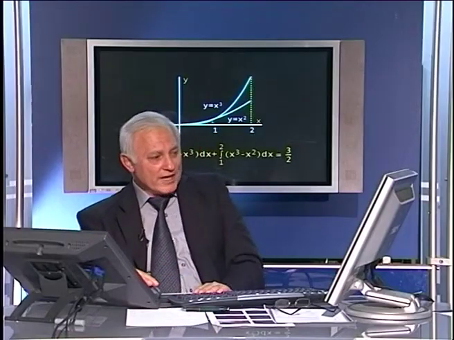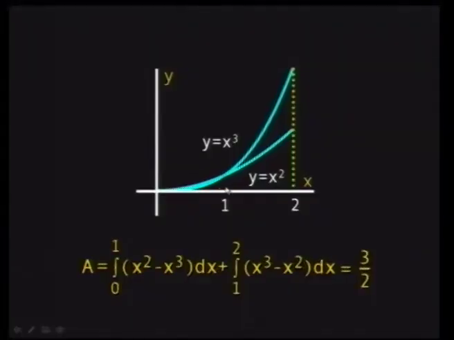So here, where x is from 0 to 1, x squared is greater, and from 1 to 2, x cubed is greater. So in order to obtain the area between the two, here you subtract x cubed from x squared, which is greater, from 0 to 1, while here you get x cubed minus x squared, because this is greater, from 1 to 2, and you add up the integrals with their signs, so you get at the end 3 over 2.